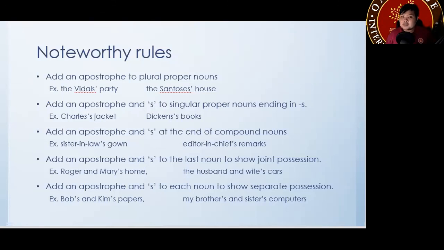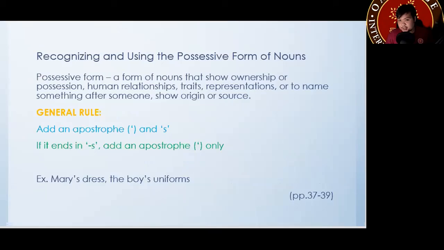So these are different noteworthy rules. The other rules, I want you to just look at in your books. They're all found on pages 37 to 39 of your books.